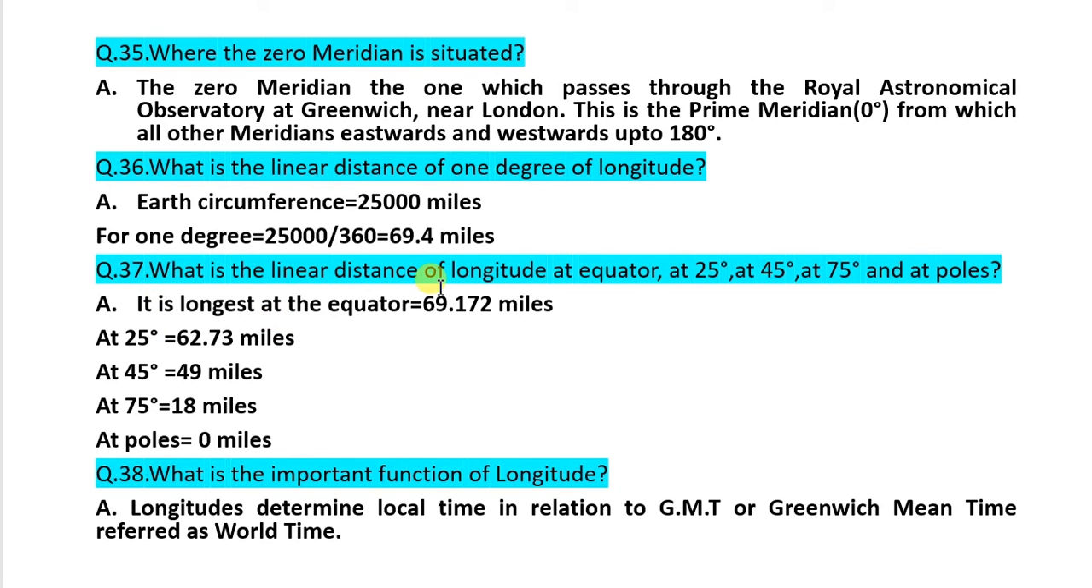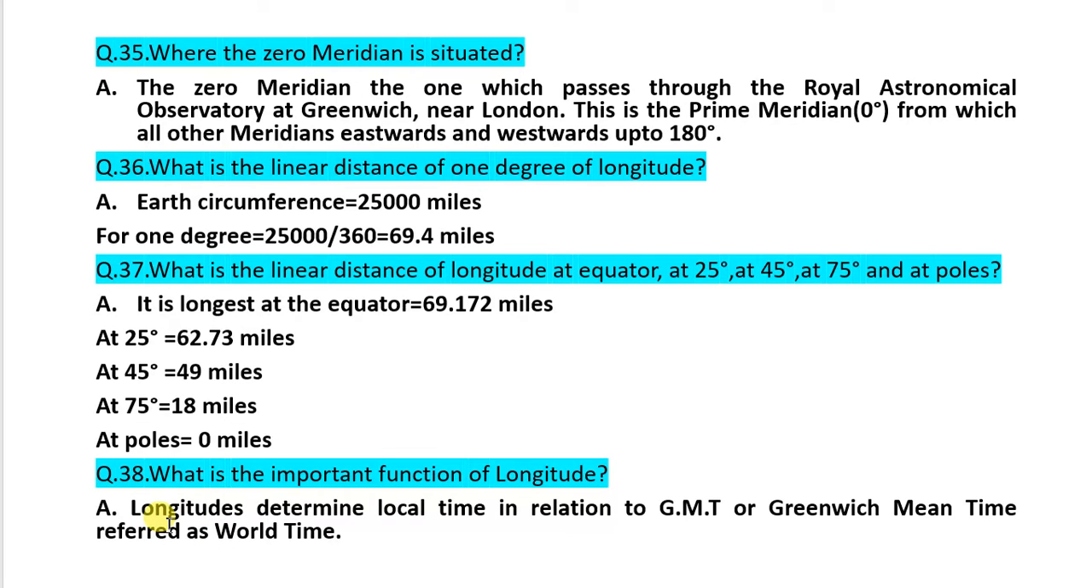Next question. What is the linear distance of a longitude at equator, at 25 degree and 45 degree and 75 degree and at poles? Answer is, it is the longest at the equator, that is 69.172 miles. At 25 degree, it is 62.73 miles. At 45 degree, 49 miles. At 75 degree, 18 miles. At poles, 0 miles. What is the important function of longitude?